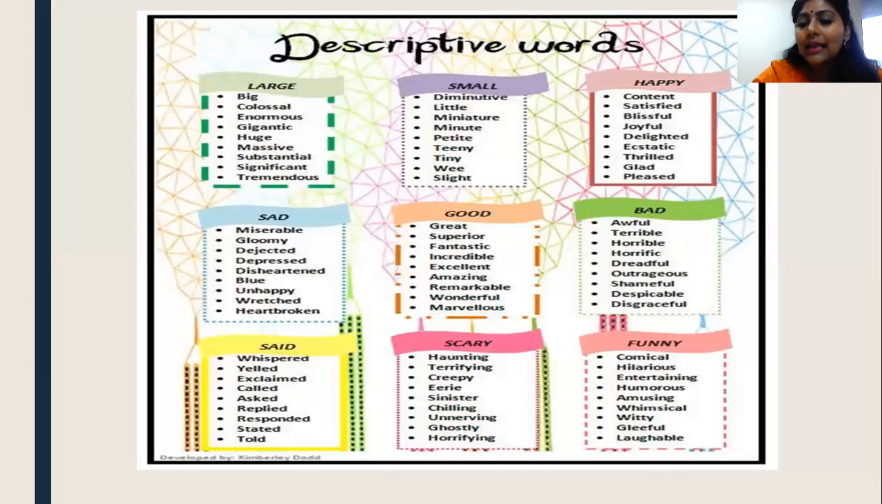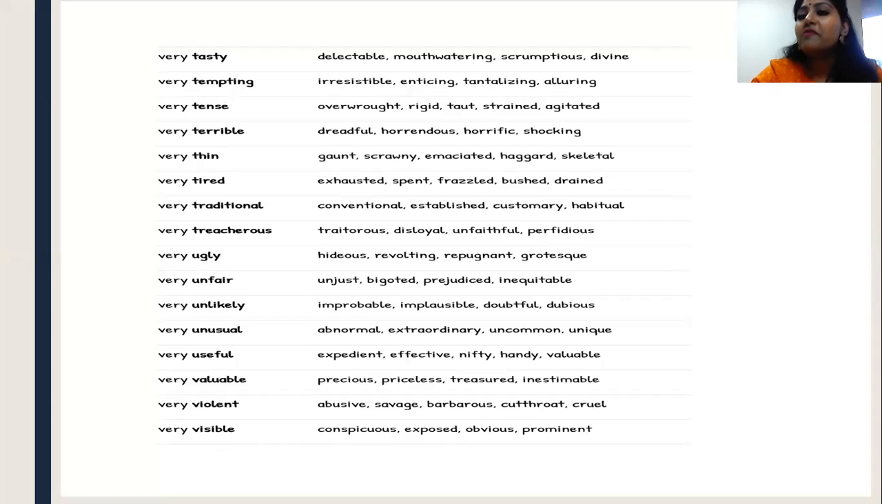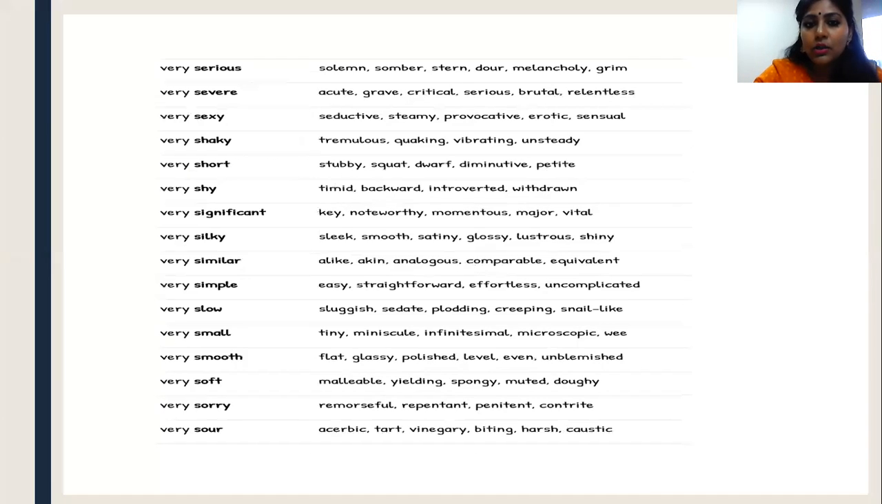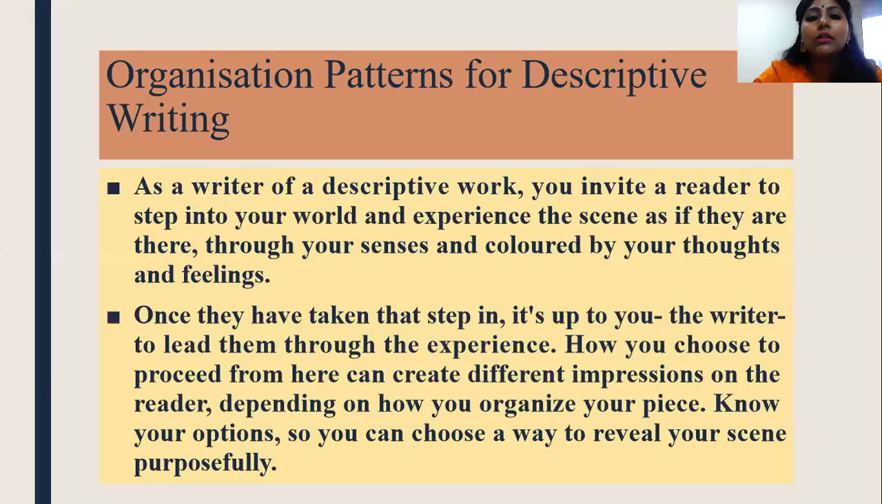Okay, and again another list of descriptive words in order for you to make it a little bit more specific, like how small is small, like little, tiny. You can say that large is colossal, enormous, massive, substantial. Okay, and avoid using the word very, because when you say very tasty, what do you mean by very tasty? It could be delectable, it could be scrumptious. When you say very tempting, it's enticing, it's alluring. So avoid using very and be more descriptive with your choices. Okay, and the list continues.